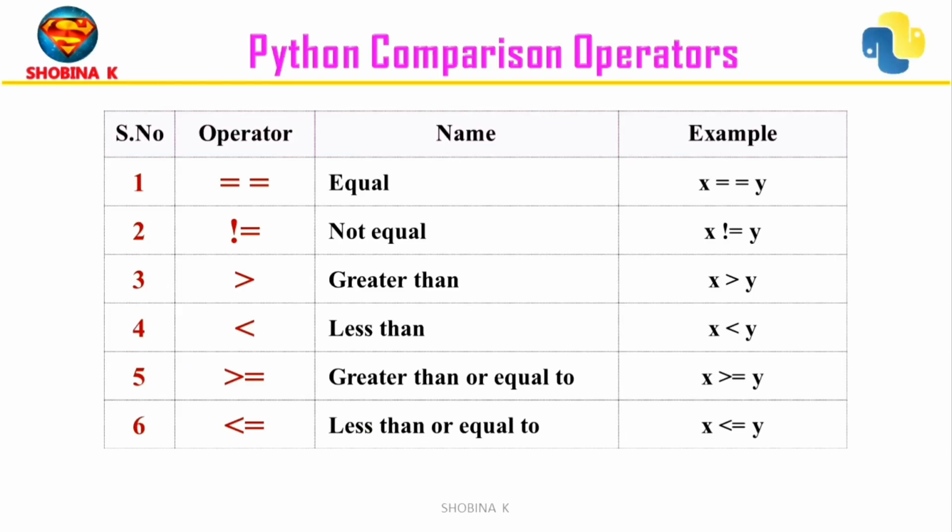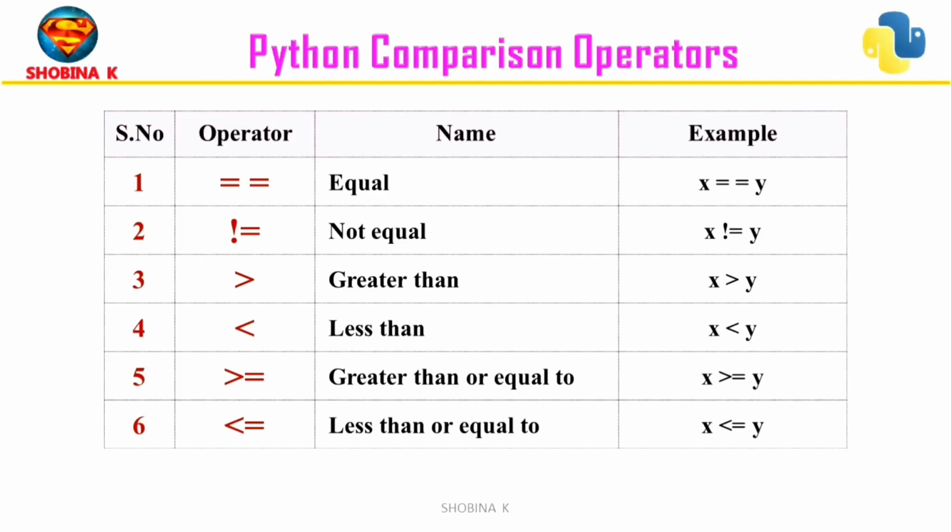The equal to operator checks if two values are equal. The not equal to operator checks if the two values are not equal. The greater than operator checks if the value on the left is greater than the value on the right. The less than operator checks if the value on the left is less than the value on the right. The greater than or equal to operator checks if the value on the left is greater than or equal to the value on the right.